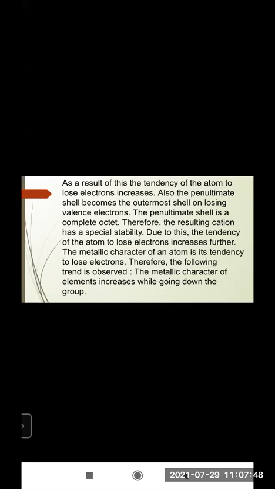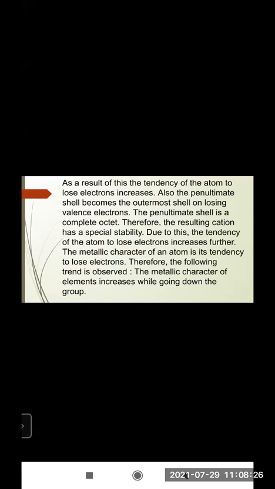Also, the penultimate shell becomes the outermost shell on losing the valence electron, and the penultimate shell has a complete octet. When the outermost shell loses its electrons, the remaining shell becomes the outermost shell with a complete octet, and therefore the resulting cation has a special stability. So whatever cation is formed after losing the electron, the positive charge, it will have a special stability.